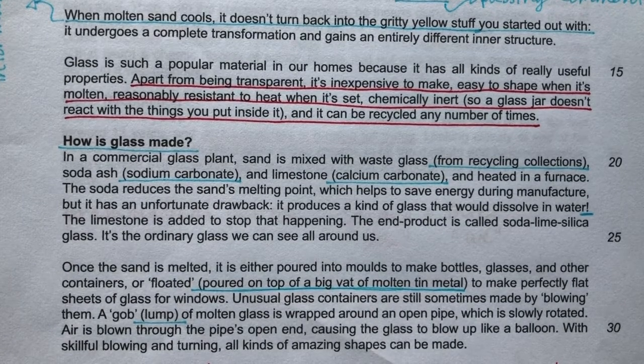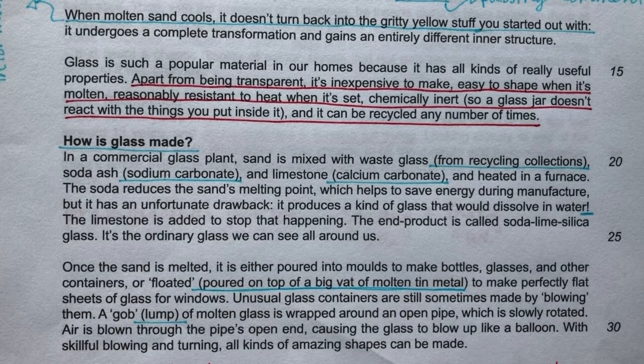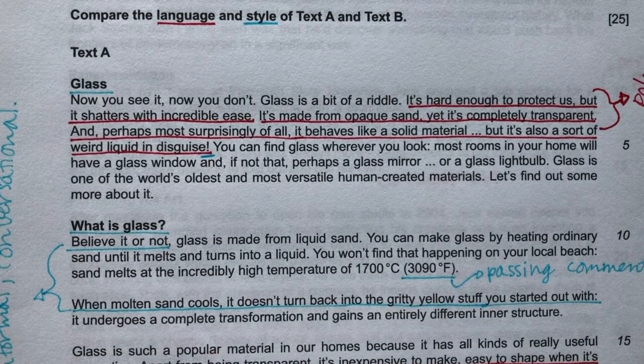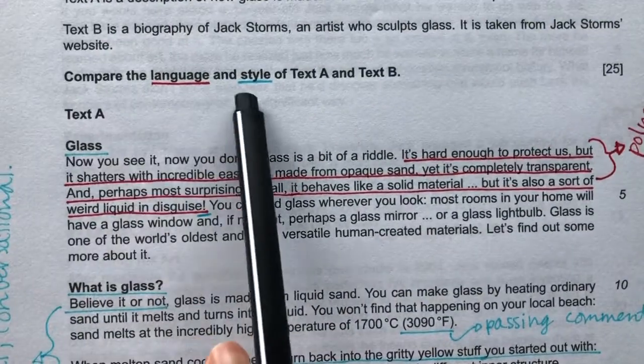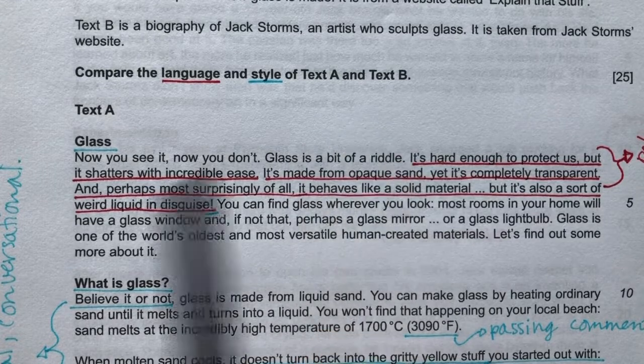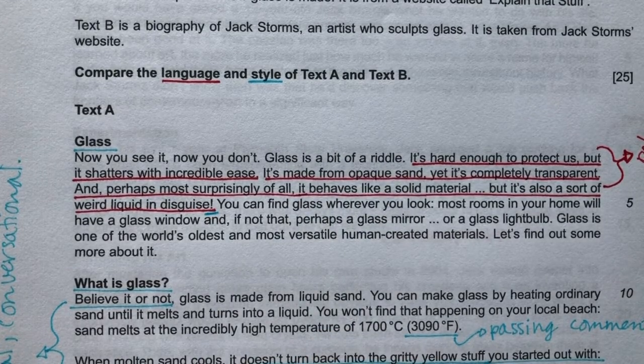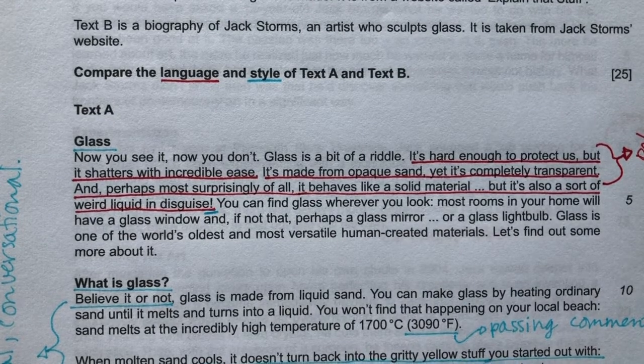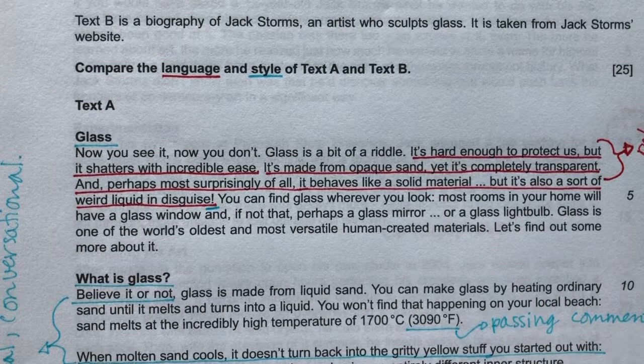Okay, so this is the first text, text A about glass. Since we are trying to compare the language and the style of text A and text B, I think the best way to approach it is to read text B as well. And then, no, actually, you know what? Let's go through this first so that we don't forget, and then we'll read text B, and then go through the language and style of text B, and then we'll compare both quickly.